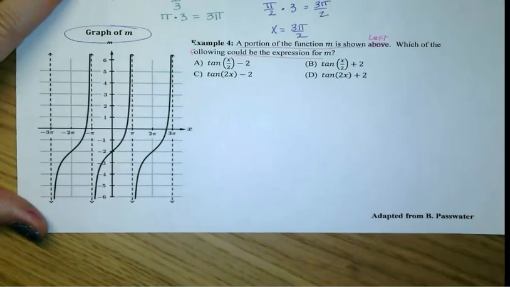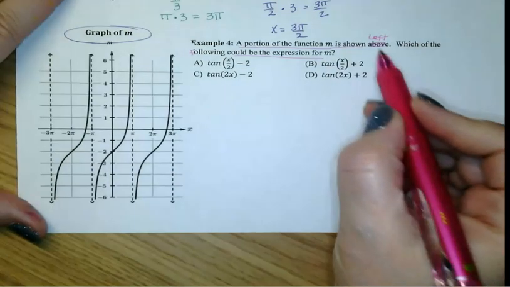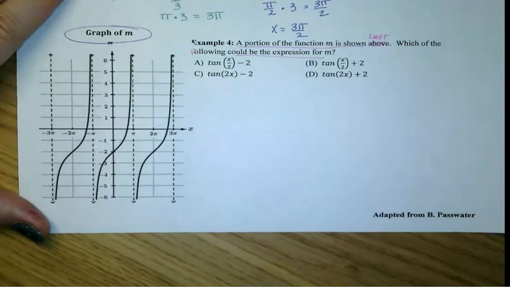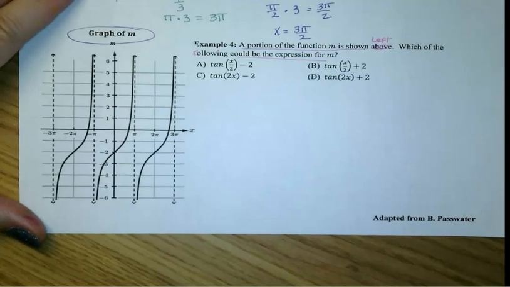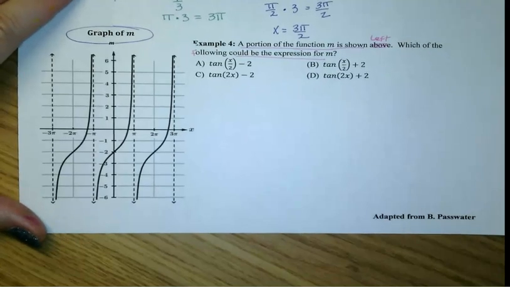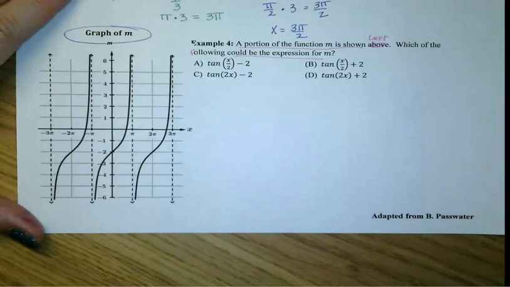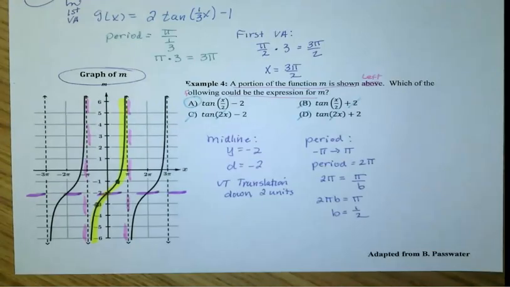Okay, so we know that the name of the graph is graph of M. We know that we have a portion graphed. Mine says above; if yours says above, make note it's to the left. Which of the following could be the expression for M? So you're going to go ahead and pause your video. Think about what you know about midlines, periods, finding A, and finding vertical asymptotes, and figure out which of these will match the graph that you're currently looking at. Pause your video. All right, let's see how you did.